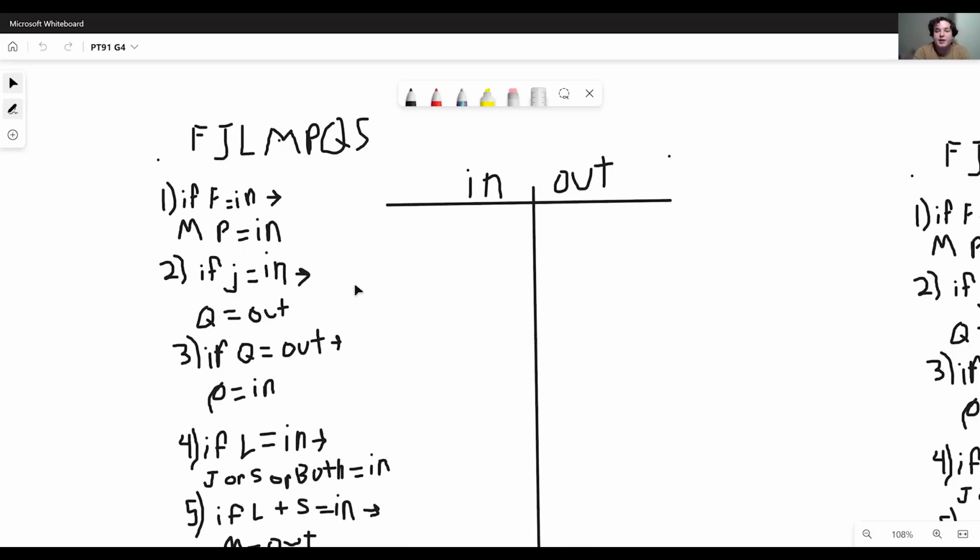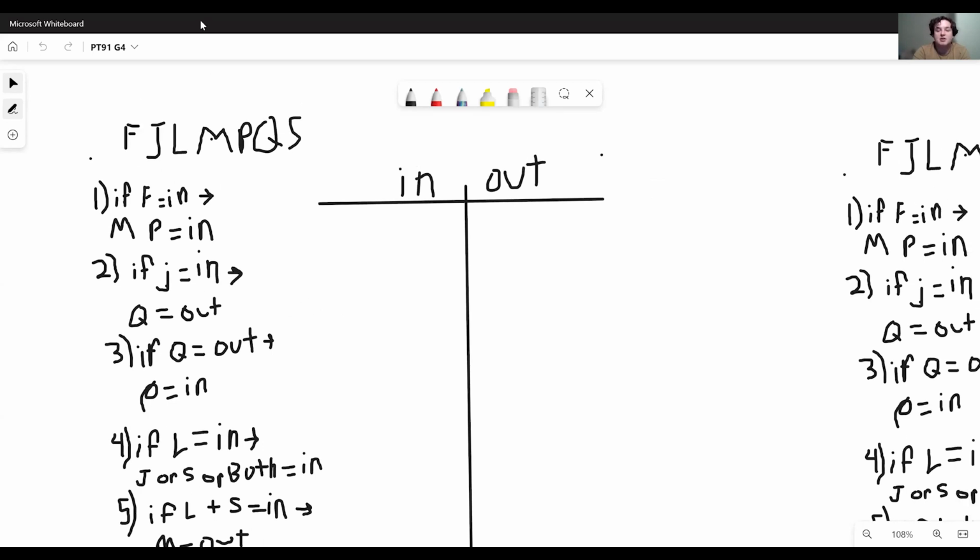What I do for every game is I come up here to the top and I put my game pieces here. Can you guys see my screen now? Yes. Okay, sounds good. So I have my game pieces up here: F, J, L, M, P, Q, S. Those are the general pieces I use, the pieces I put in my game.